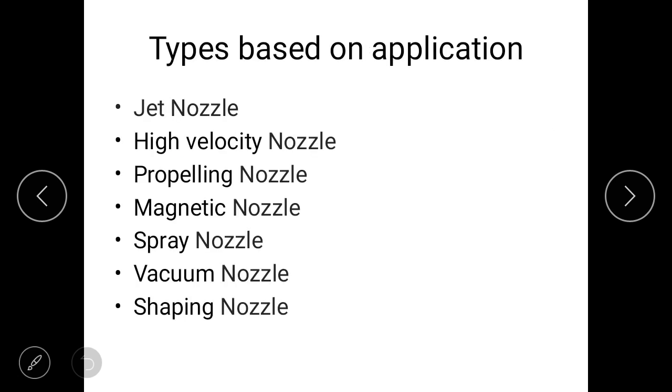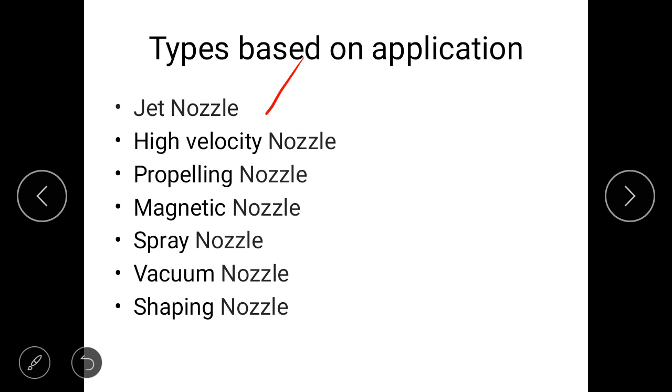Next one is based on the application of nozzle. Based on application, how is the nozzle classified? The first one is the jet nozzle. The jet nozzle is the nozzle that is used in Kaplan turbine and Francis turbine. In some turbines we require a nozzle which forces the flow of water into the bucket or cup, and then it rotates. That is the working of the turbine. So the jet nozzle is used for that.